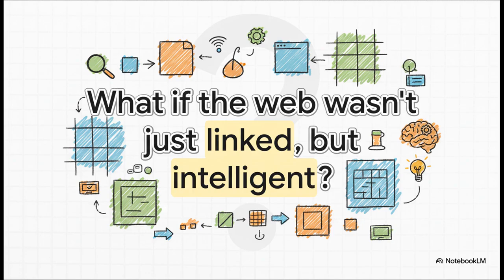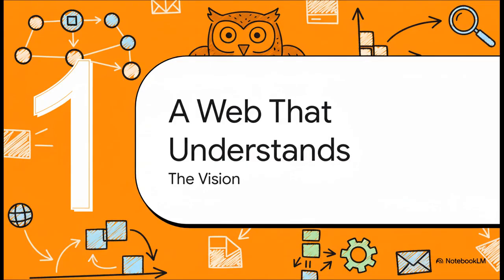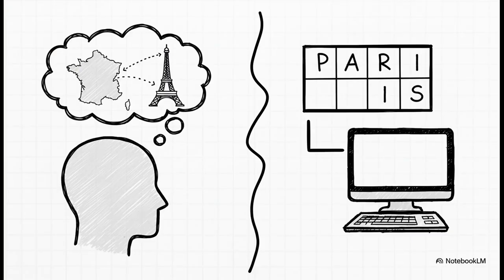So, today we're going to explore this really cool vision. What if the web wasn't just about linking documents for us, for people, but what if it could connect data for machines? Let's get into it. All right, so to build this smarter web, we've got to first get a handle on the problem it's even trying to solve.